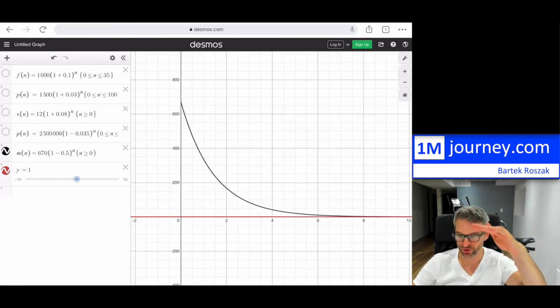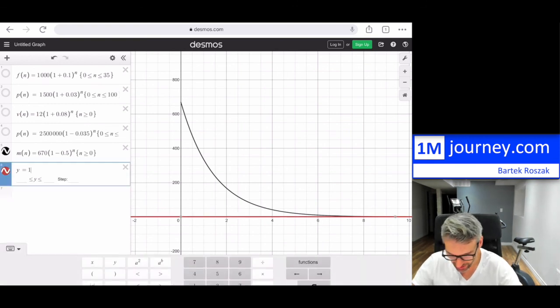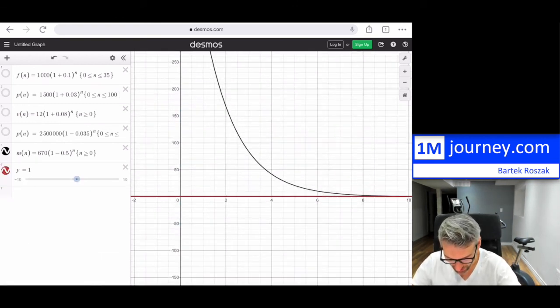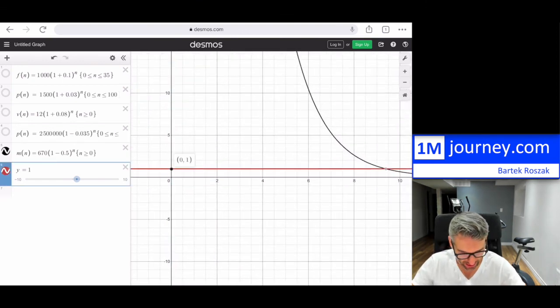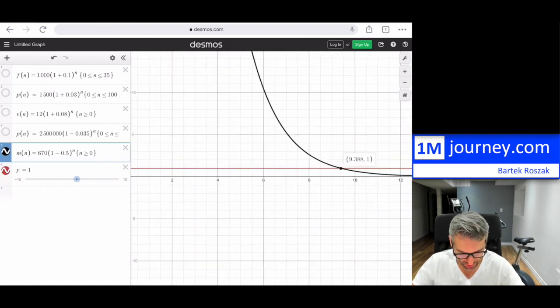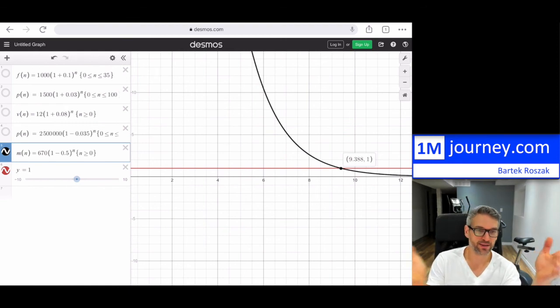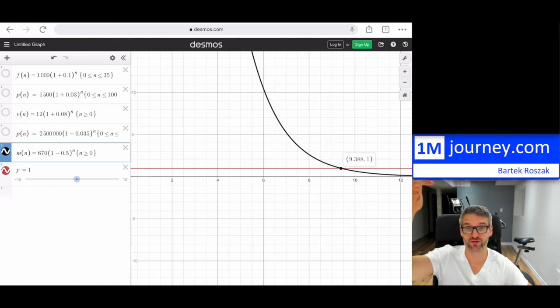Now, because we want to get it to 1, let's take a look. I'm going to zoom in here. This is now at 1, and here's my intersecting point. I'm going to plot that intersecting point. So it takes about 9.4 days for that tumor to go down in size from 670. That's quite a lot, right? From 670 just to 1, or below. You obviously want to try to kill off the tumors as much as you can to have a successful therapy.